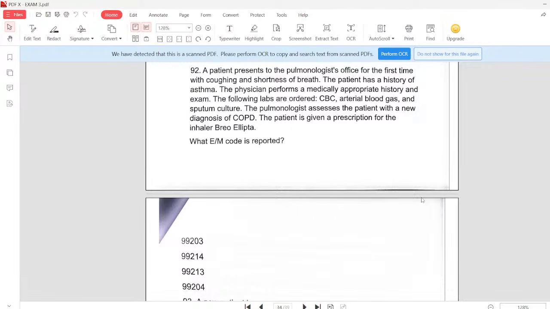And the physician performs a medically appropriate history and examination. Following labs are ordered: arterial blood gas, sputum culture. Everything is mentioned, right? So 99204 is the correct answer. That is for a moderate level of medical decision making because the patient has some symptoms, right? So you have to take a moderate one. Option D, 99204, is the correct answer.